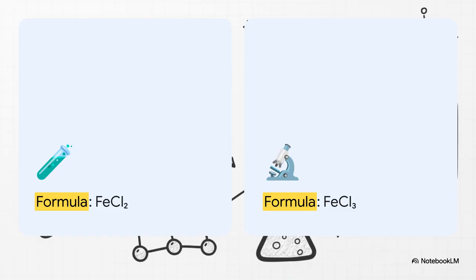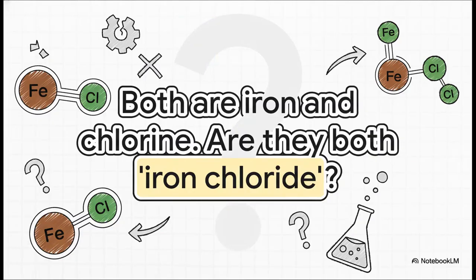But here's where we hit a little snag. What happens with metals that can have more than one possible charge? Like iron. It can bond with chlorine to make two totally different compounds. So what do we call them now? And this is a huge deal. If we call both of them iron chloride, how does anyone know which one we're talking about? They don't. And in chemistry, that kind of ambiguity can lead to some really big problems.